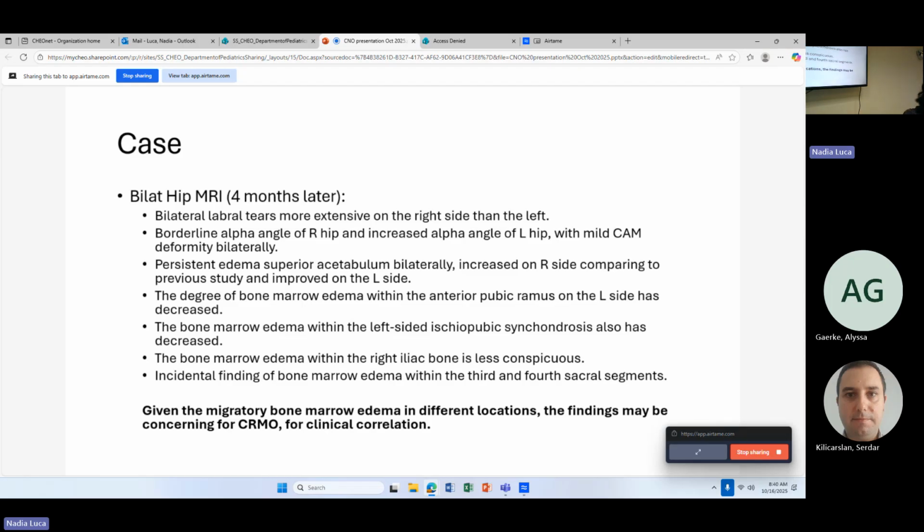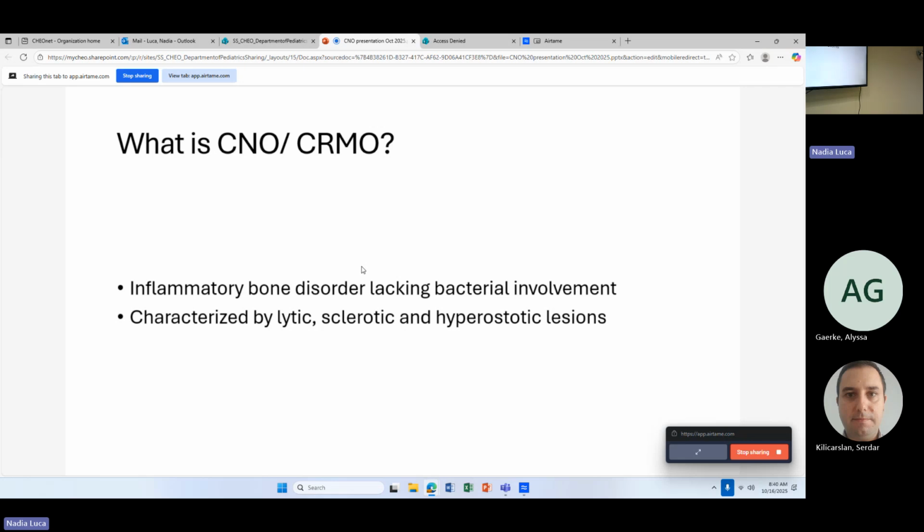Okay, so that's setting up the stage for the presentation of these types of patients. So what is CNO? What is CRMO? Basically, it's chronic bone inflammation with no apparent cause. So it can't be explained through infection or other conditions. And it is characterized by specific types of lesions. Usually they are a mixture of lytic, sclerotic, and hyperostotic lesions, which again is very non-specific. None of this is diagnostic, but that's what we see.